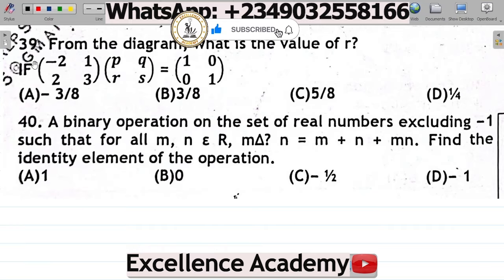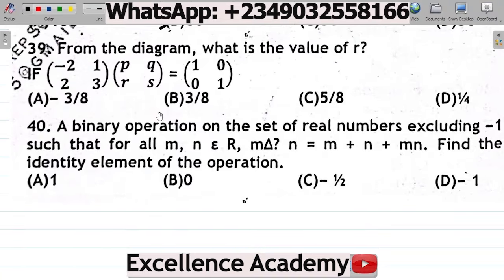Question number 39. 39 says, from the diagram, what is the value of r? So you have a 2 by 2 matrix here, minus 2, 1, 2, 3, times P, Q, R, S, equal to 1, 0, 0, 1. Option A, minus 3 over 8. Option B, 3 over 8. Option C, 5 over 8. Option D, 1 over 4.